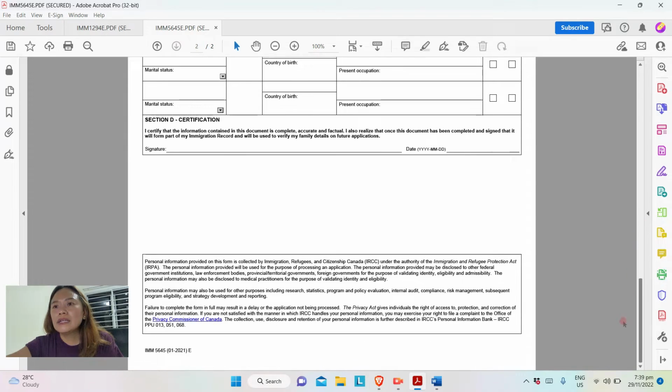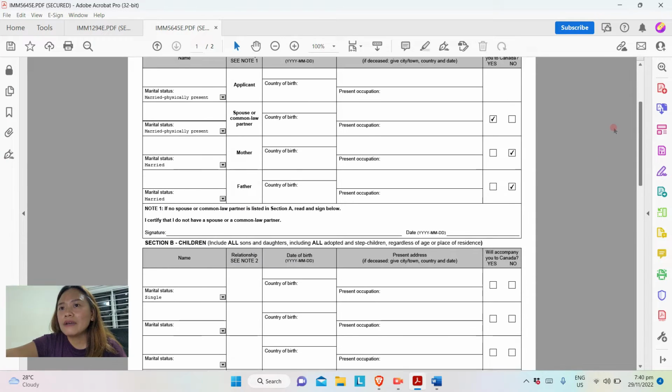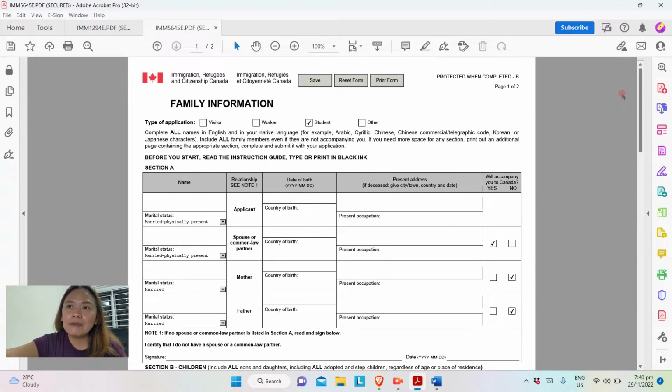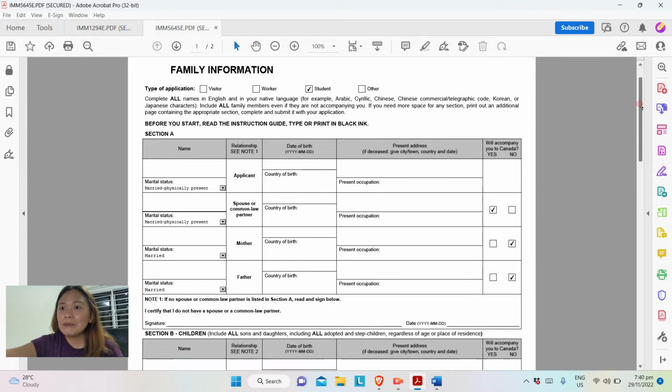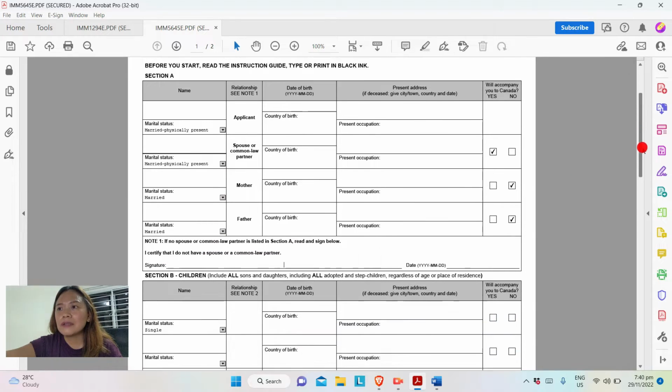So at the end, okay, I forgot. If, for example, you don't have a spouse, this is for a single applicant. Our example here, the one that we're doing on our GCK, is for a family of 3, right? But for example, you are a single applicant, you're not married and all that, so you have to sign here. I certify that I do not have a spouse or a common law partner, so you have to sign. But if you're married, of course, you don't need to sign.